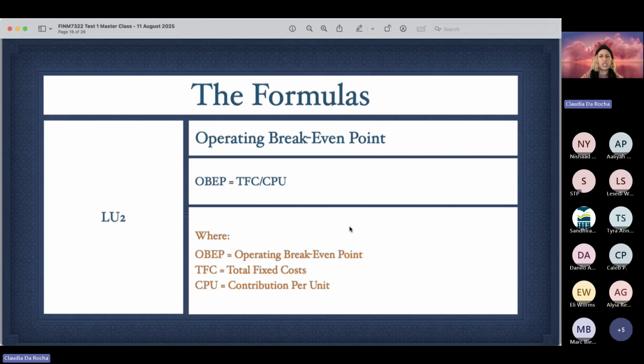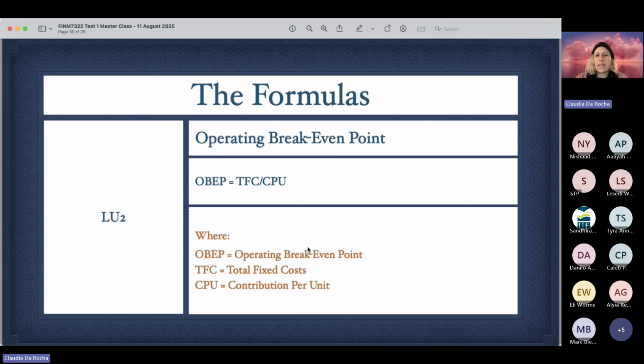What we mean by leverage is how we utilize the operations, or how we use our financing to create more profit for us. So we look at earnings per share, we look at EBIT. Your operating break-even point is the point at which you start making profits. And the formula for that is OBEP is equal to your total fixed cost over your contribution per unit.